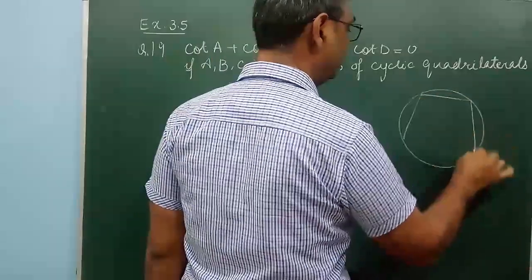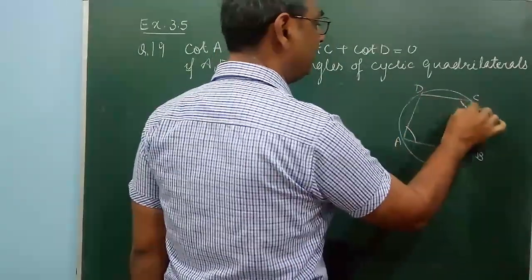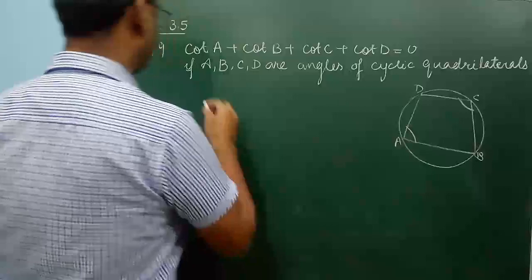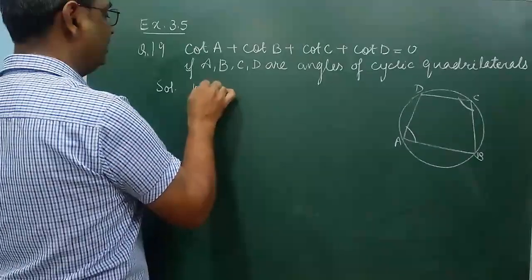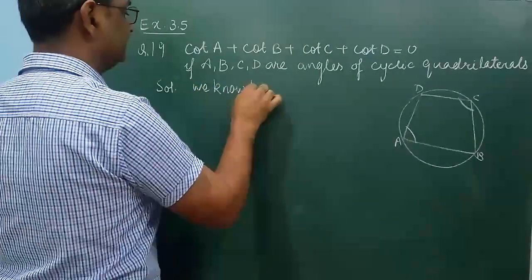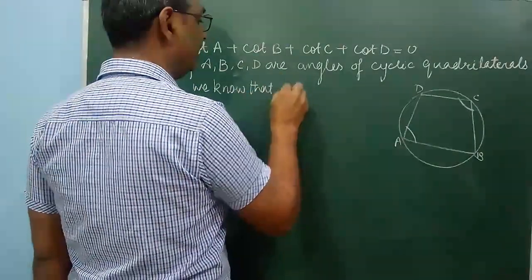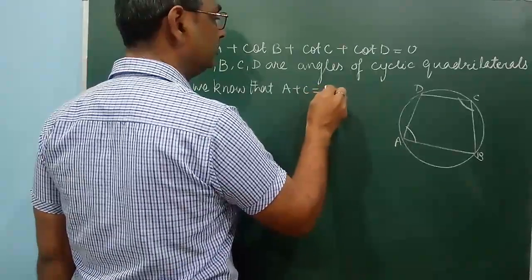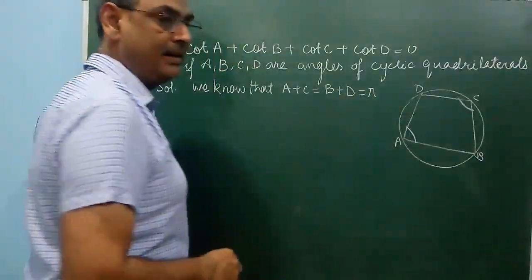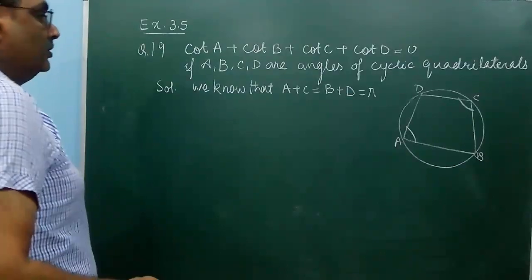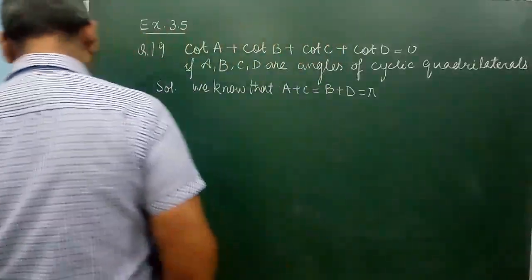We have this figure. This is A, B, C and D. So the sum of opposite angles equals 180 degrees. So here we write the solution. We know that A plus C equals B plus D equals pi. Pi means 180. So we know that A plus C equals B plus D equals pi.